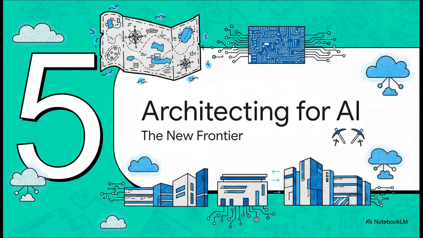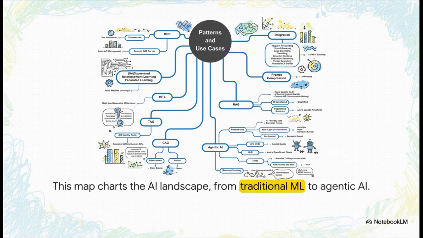Okay, the very latest maps in the architectural world are being drawn right now for the super fast evolving world of artificial intelligence. This is really a place where architects are becoming true pioneers. And this map shows all the different paths an architect can take. It's a landscape that has everything from traditional machine learning for prediction all the way to the latest in generative and agentic AI, where models can actually reason and take action on their own.